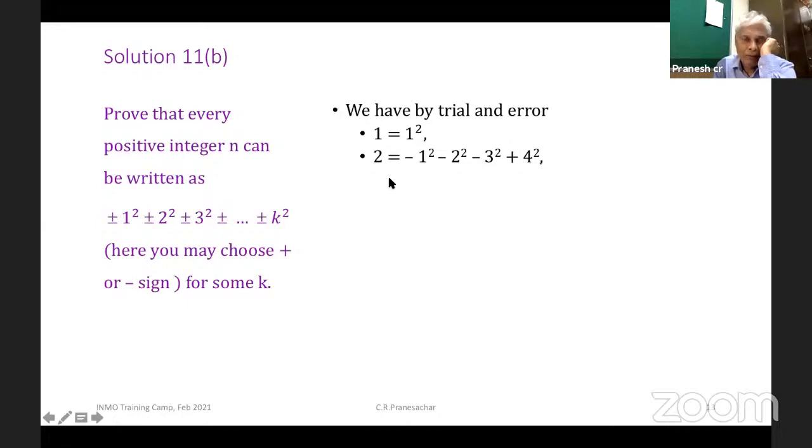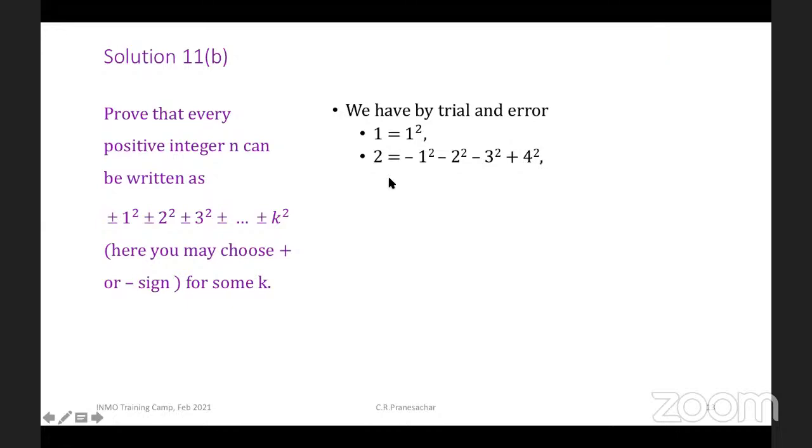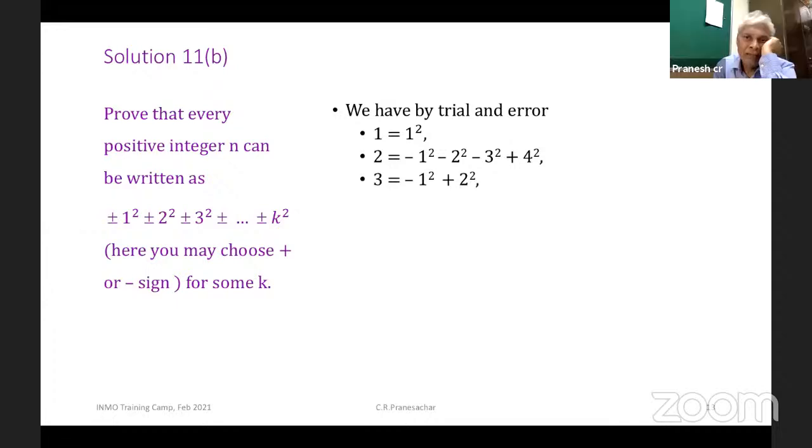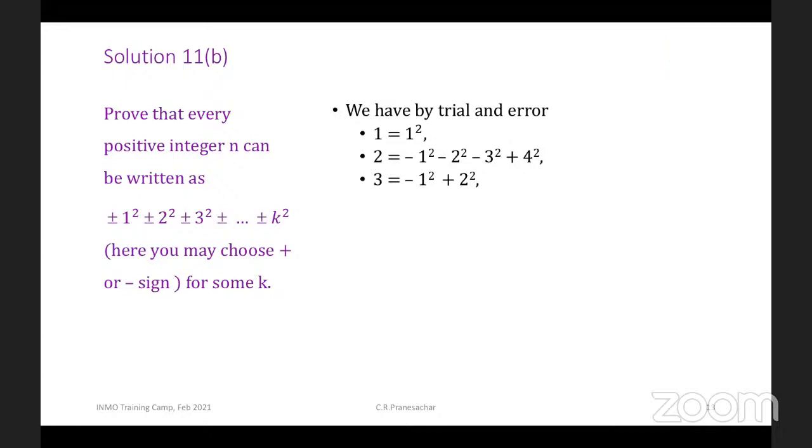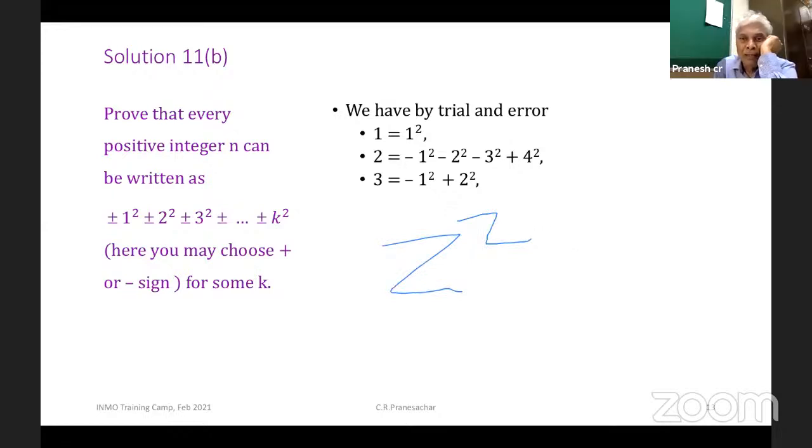How about 3? Minus 1 squared plus 2 squared. Exactly. Now, how about 4? Minus 1, minus 2 squared plus 3 squared. Or if you observe that, if you change the sign here, what do you get? Plus 1 squared. So you will be adding 2. Therefore, both answers are okay. Either you can take minus 1 squared, minus 2 squared, plus 3 squared, or this.